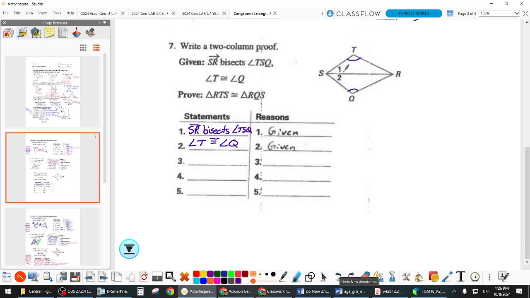So there's this 1 and 2 there. What is true about 1 and 2? Okay, alright, that's something we can mark. So I want you to make sure you're clear on this. Let's cover that up. I'm going to mark this, but notice it is not in here. Do you see that? SR bisecting angle TSQ, that's in here, but angle 1 and 2 being congruent is not in our proof. So mark it, but make sure it's in here.